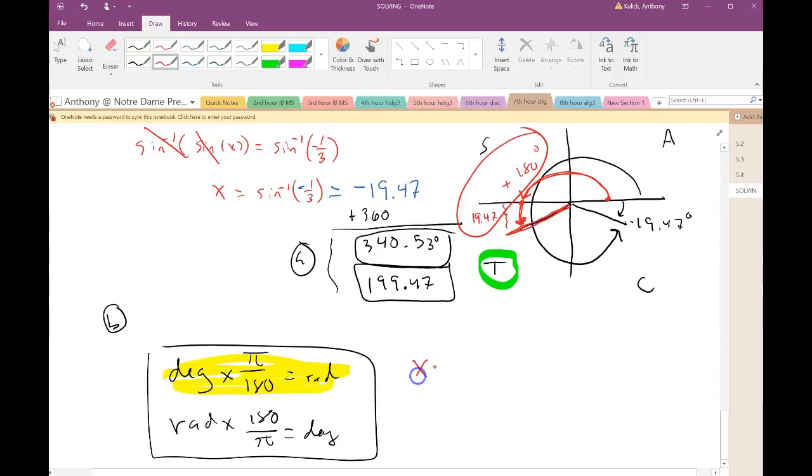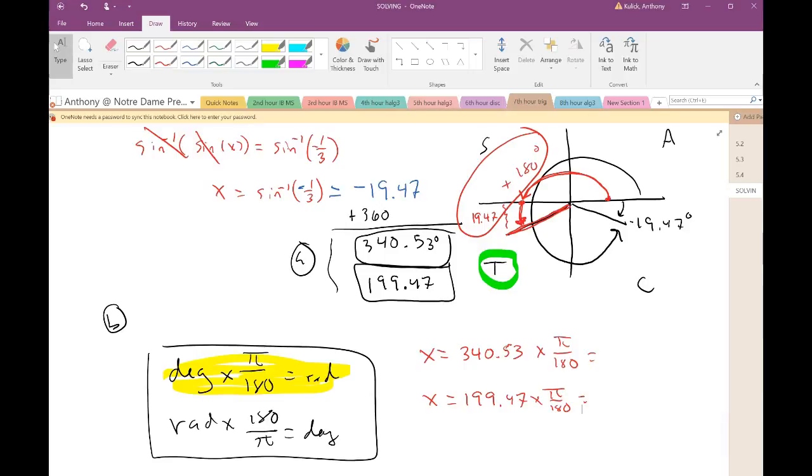So I will start with 340.53, and I'll multiply that by pi over 180, and that will give me an answer. And then I will do 199.47 and multiply it by pi over 180. And that will give me my second answer. Is everybody okay with that plan?